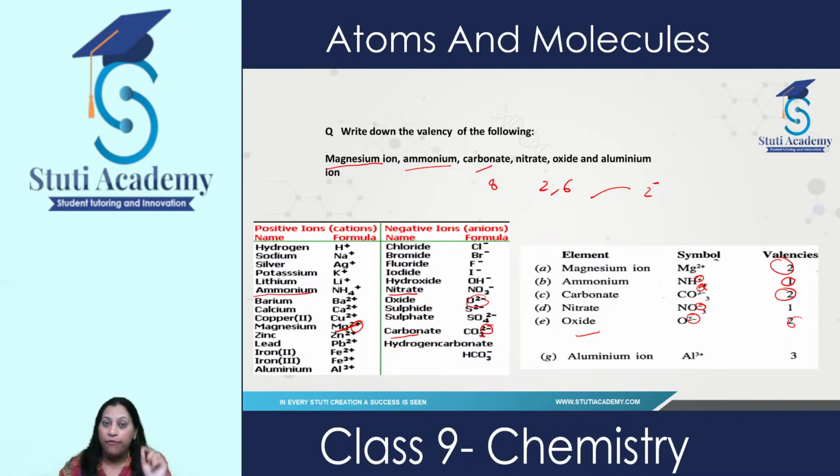Understood? So when we are writing valency, we are not writing charges. Remember, this is a very important point. Whenever you are writing valency, don't write any charge. Now, aluminium ion. It's Al3+. Its valency is 3. And if they are asking whether it is a cation or an ion, then you have to mention the charges. I hope this is clear. These are the symbols or formulas of these positive or negative ions.